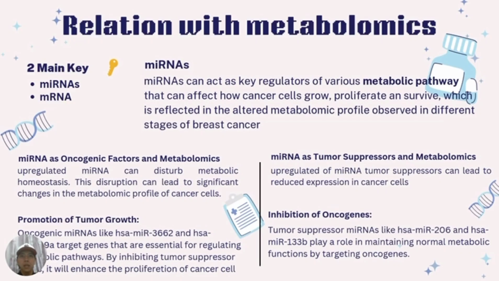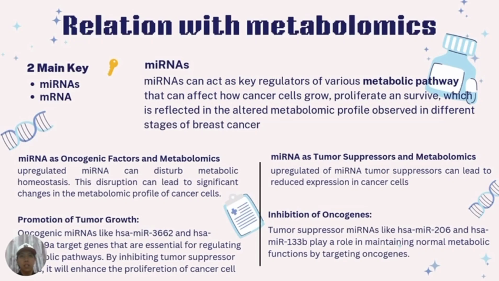Some miRNA act as oncogenes, meaning that they promote cancer development. For instance, MIR3662 are examples of oncogenic miRNA. When these miRNA are upregulated, they disrupt metabolic homeostasis. So, these disruptions will enhance the proliferation of cancer cells by targeting genes essential for regulating a metabolic pathway, such as tumor suppressor genes.